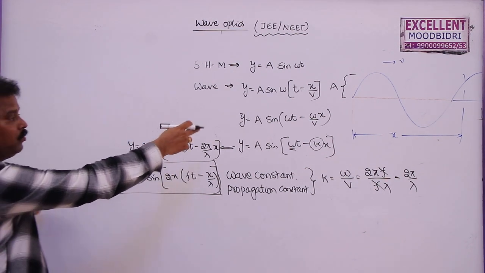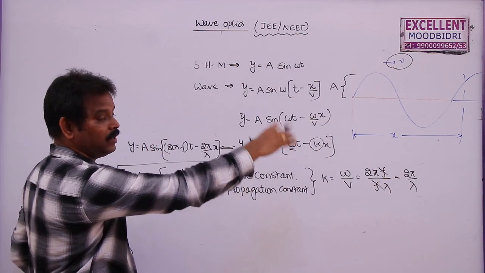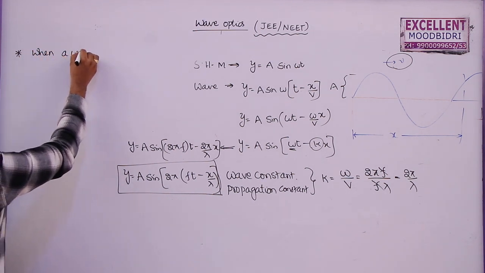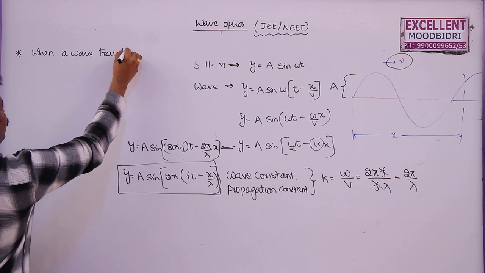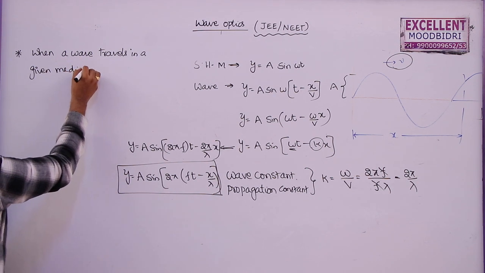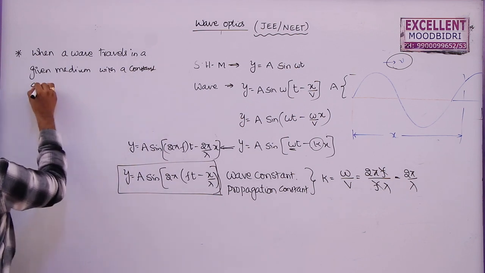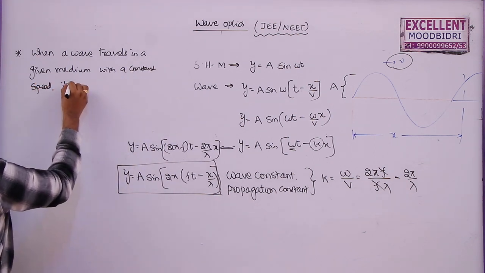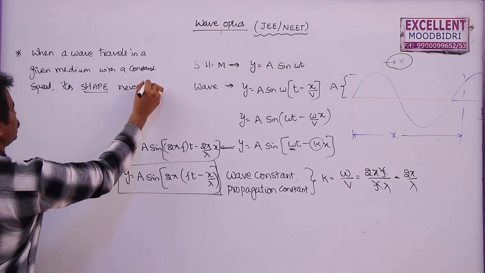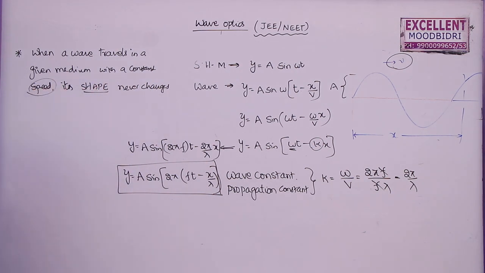Whenever a wave moves in a given medium with a constant velocity, its shape never changes. So please note down this one. When a wave travels in a given medium with a constant speed, its shape never changes. So whenever the speed changes, then the shape of the wave also changes.